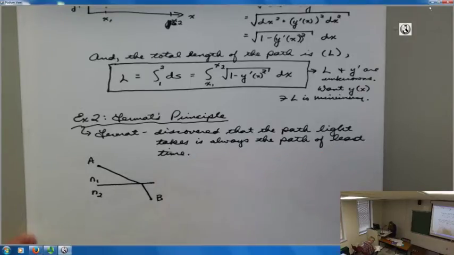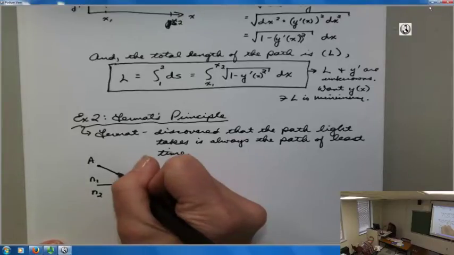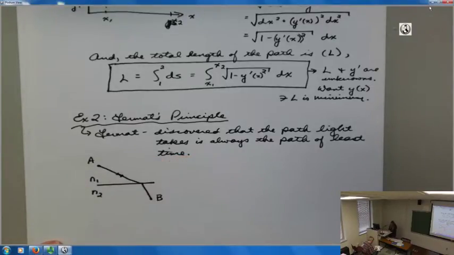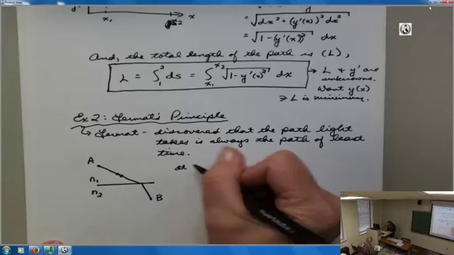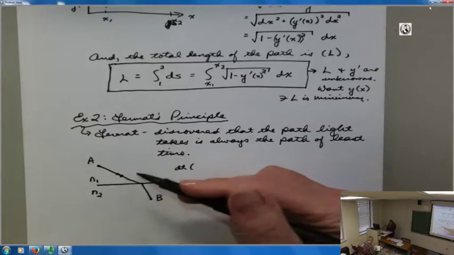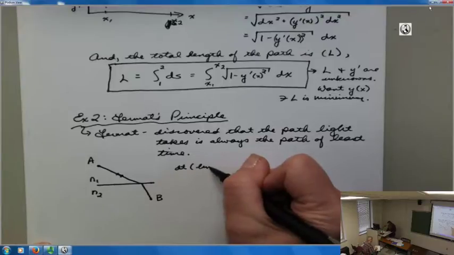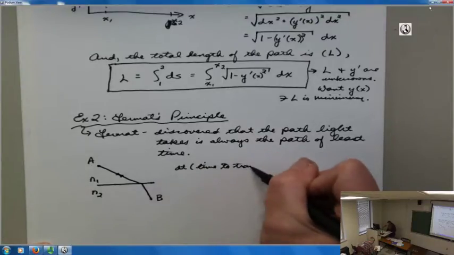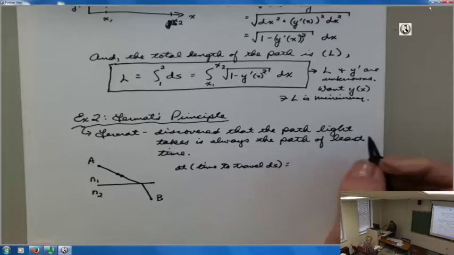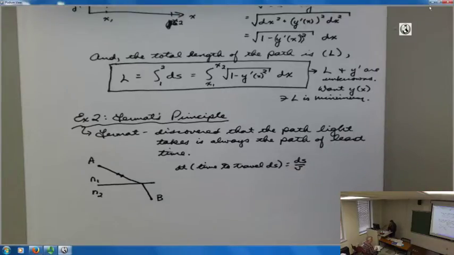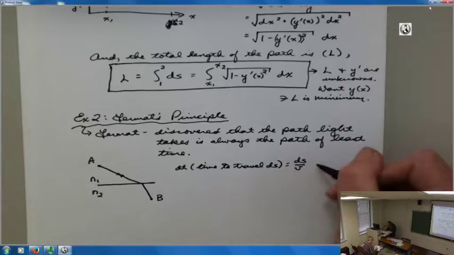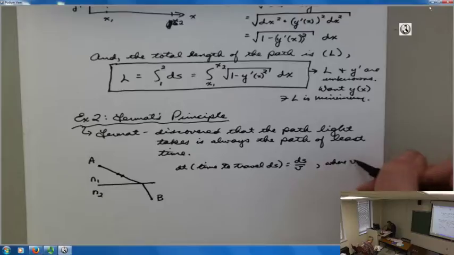So let's go ahead and talk about the amount of time that it would take to travel ds. I'm going to take a piece of this path right here and find the amount of time that it would take the light to travel that one little piece. I'll call that dt, which is the increment of time required to travel the infinitesimal path ds. And that must be equal to the length of the infinitesimal bit of path divided by the speed of light at that location. And then we'll remember that the speed of light is equal to a constant divided by the index of refraction.